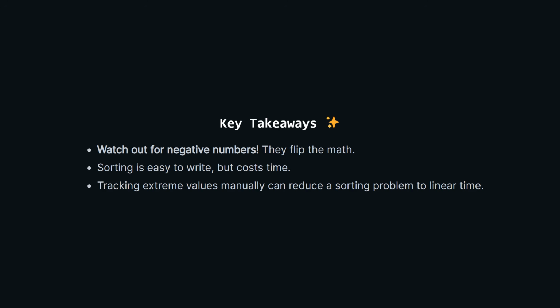Let's summarize the key lessons here. Always keep an eye out for negative numbers when dealing with products, as 2 negatives make a massive positive. Also, while sorting is a quick way to write a solution, sometimes just manually tracking the top and bottom few values can speed your code up significantly.